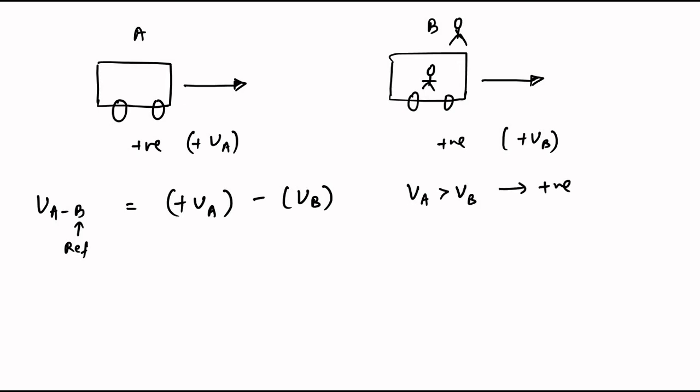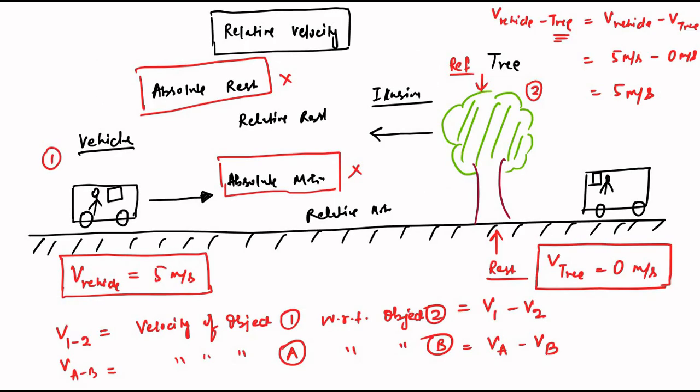If VA is greater than VB, it will be positive. Positive means it will appear as if it's moving towards the right. If VA is lesser than VB, it will become negative, and it will appear as if it is moving away. These things are a little bit difficult to grasp in the beginning, but you have to visualize it. That's why I gave the example of the tree and the man, so that you can get a feel of things.